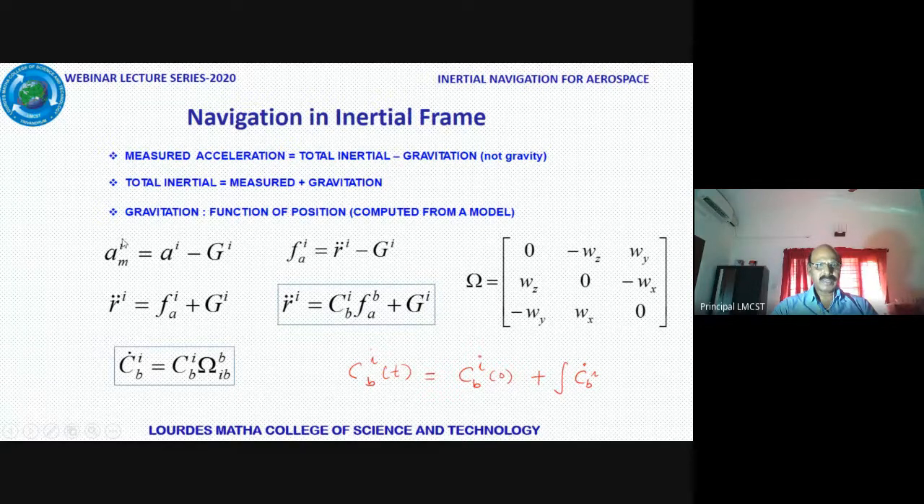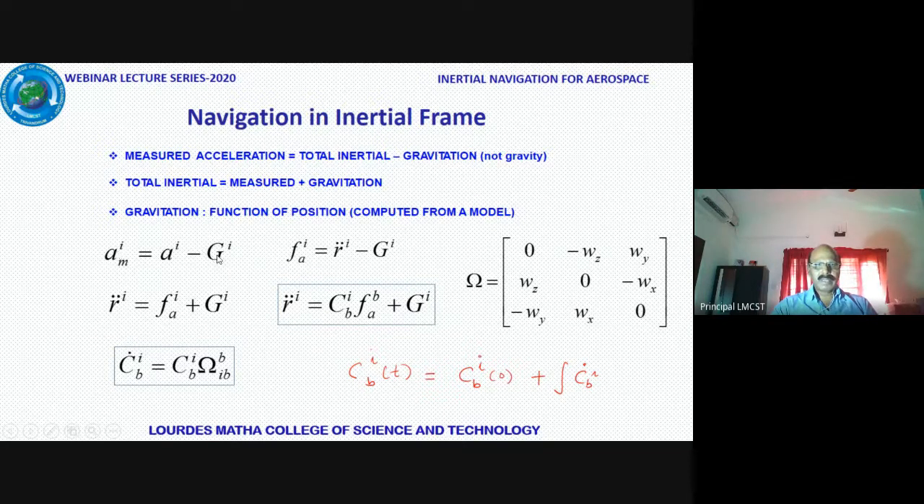AMI is the measured inertial acceleration, and we are navigating in inertial frame, okay? Measured acceleration in inertial frame is equal to the total inertial acceleration, except, remember, underline the word except, the gravitation acceleration. What does that sentence mean? That except means that from the total inertial acceleration, you have to subtract that gravitation acceleration. Then this net will be nothing but the measured inertial acceleration.